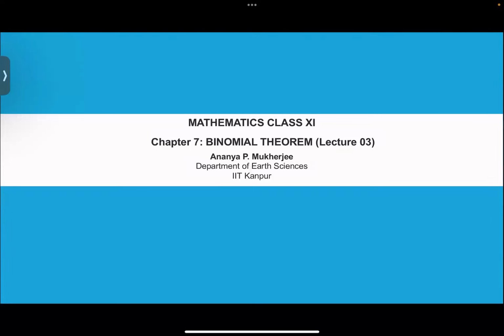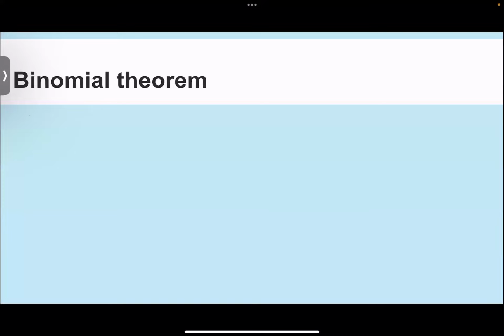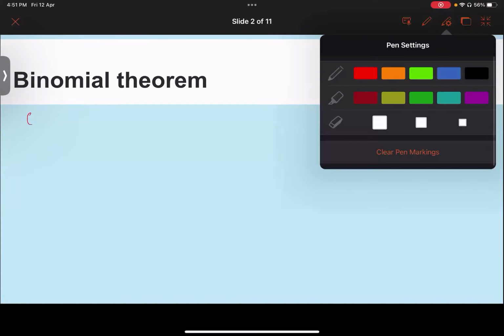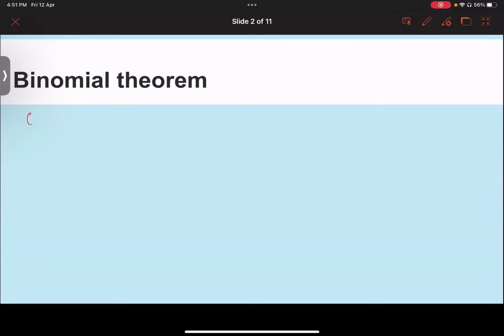So we were seeing how you can expand the expressions when you are given, like, a plus b the whole power to some index. Okay, so we are dealing with positive indexes. For smaller powers of indices, like a plus b the whole cube, we have already done these for quite some time. We have seen how they actually expanded.